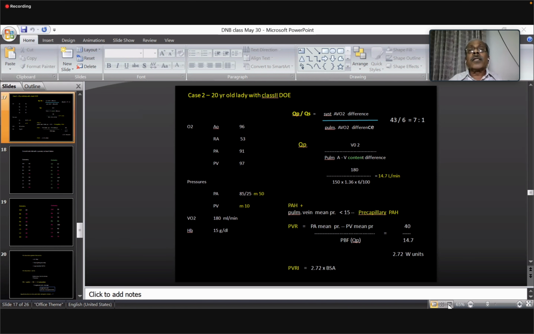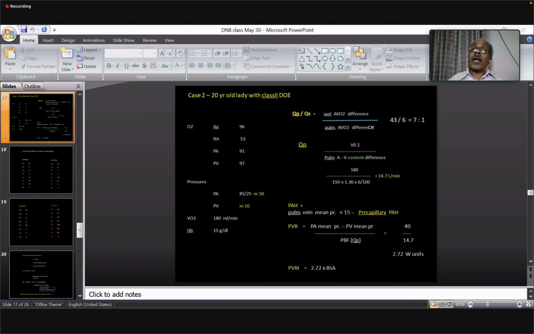You take the reverse of that: systemic arteriovenous difference divided by the pulmonary arteriovenous difference. Systemic is aortic minus right atrium, 53, that is 43. The pulmonary is the difference between the pulmonary artery and the pulmonary vein, it is 6. So 7:1. That is the QP by QS. That is the ratio. Left right shunt is 7:1.